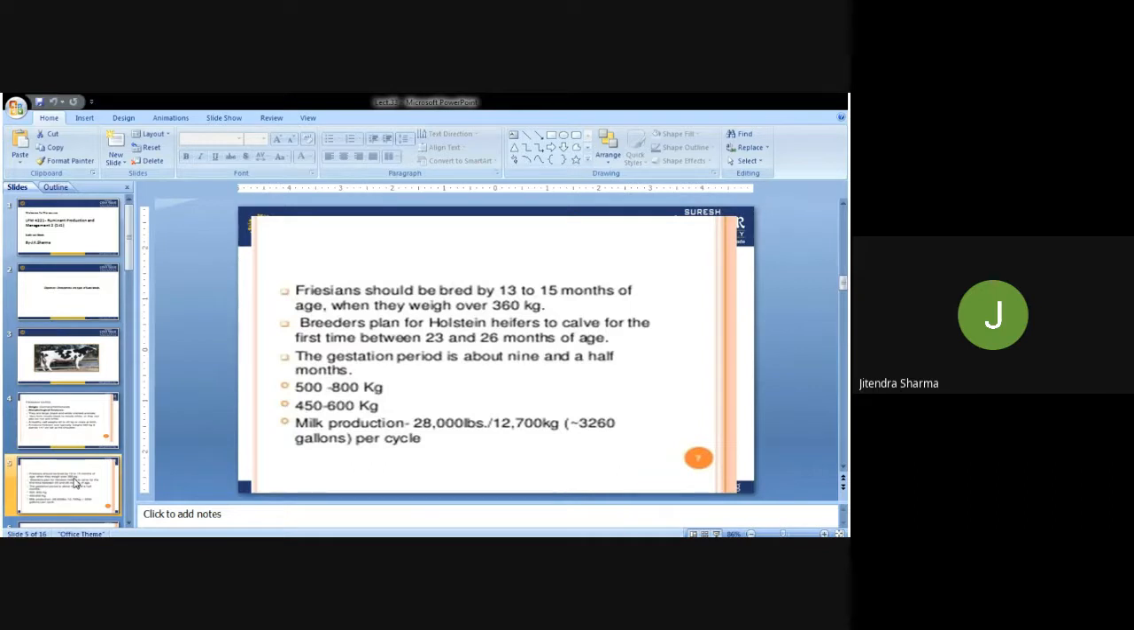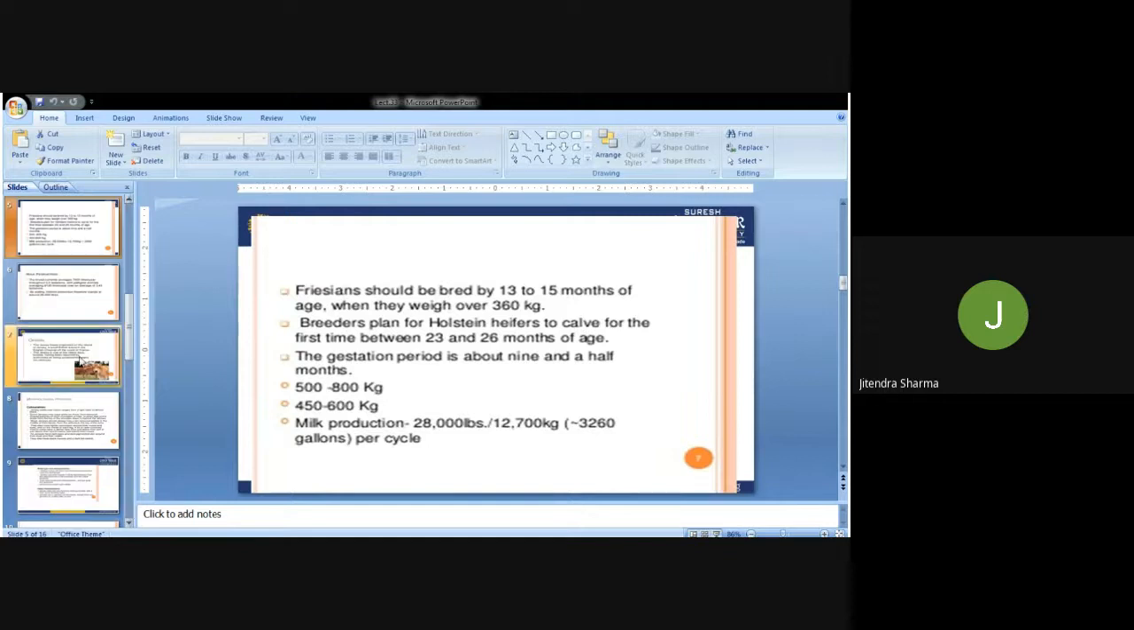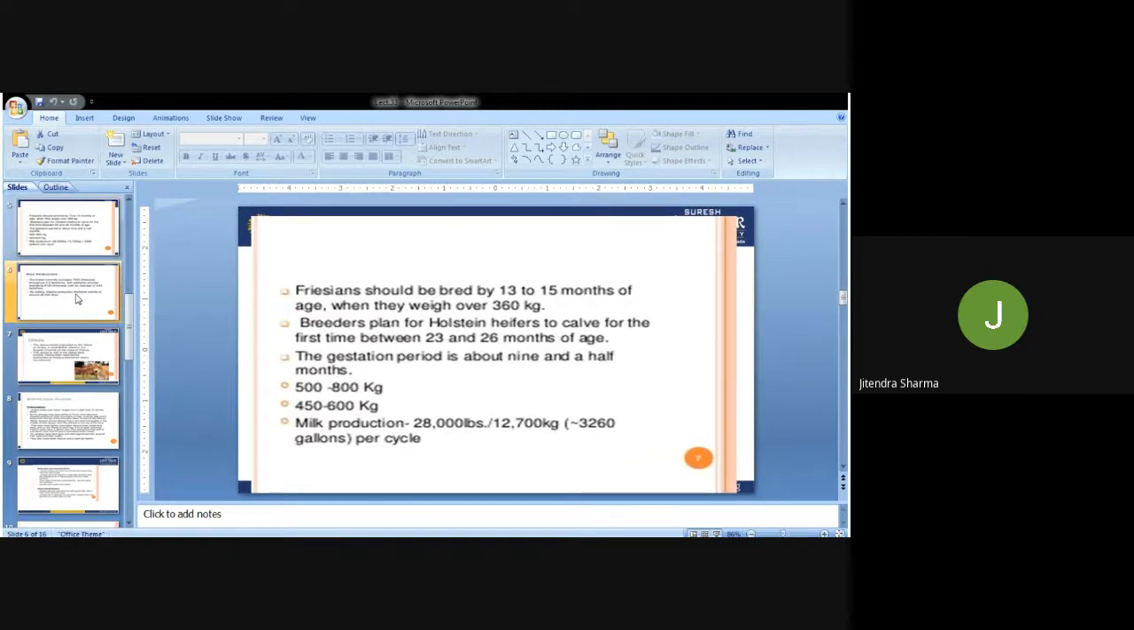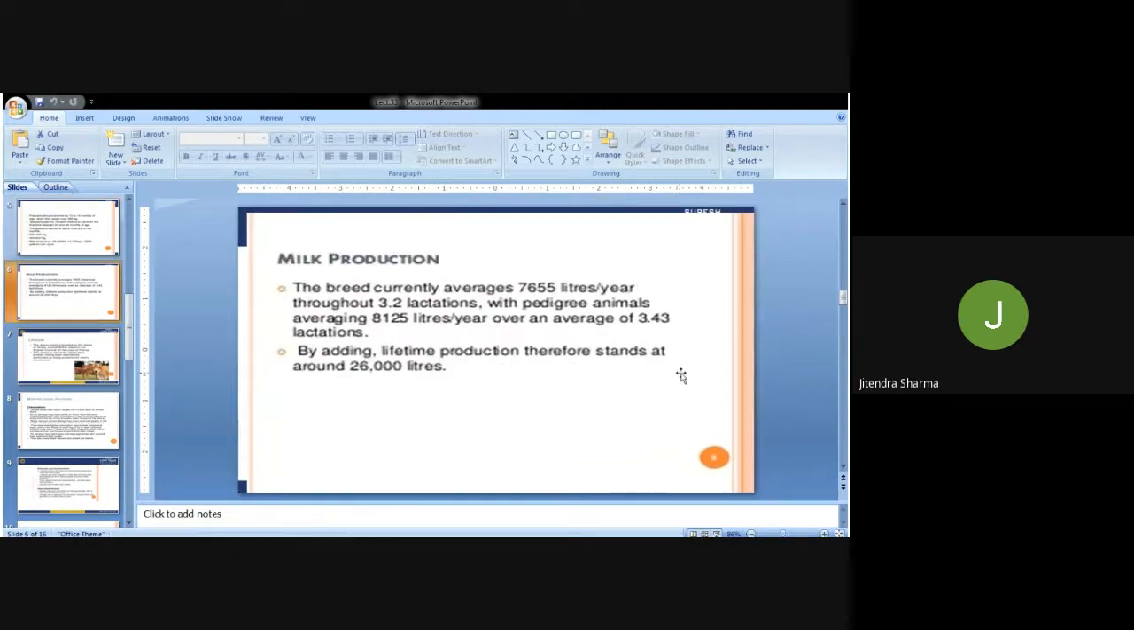Milk production is 28,000 to 12,700 kg, and the fat percentage is almost around 3%. The breed currently averages 7,645 liters in a year throughout 3.2 lactations. The pedigree animal averages 8,125 liters per year over 3.5 lactations. By adding lifetime production, they stand at around 26 liters.